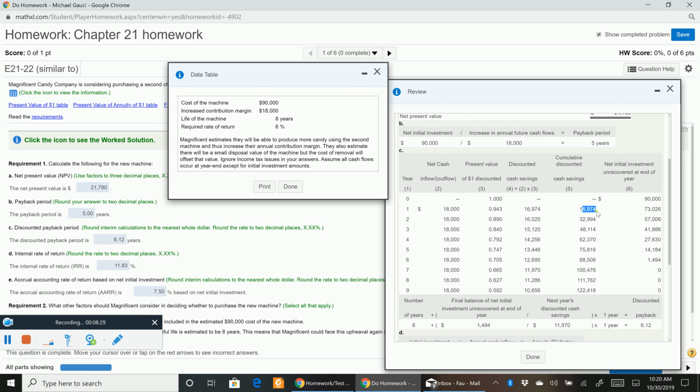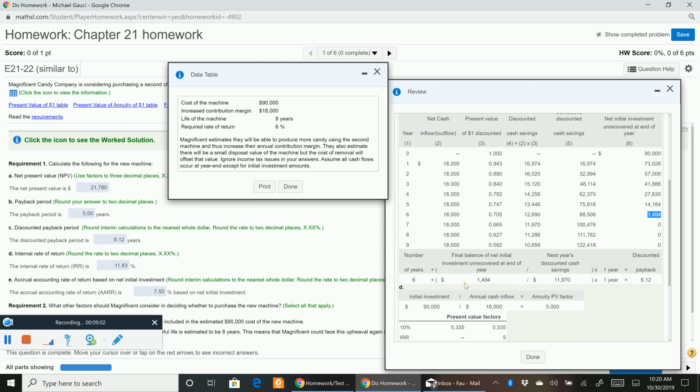Add that to the 16,974. Here's the cumulative discounted cash savings, 32,994. Subtract that from the 90,000, you will get your 57,006. Well, anyway, you keep walking through, and you can see the payback period. We have to work all the way through year 6, and sometime in the middle of year 7, we have made it up. At year 6, we still have a little bit of the investment to make up, and so there's a little calculation here.